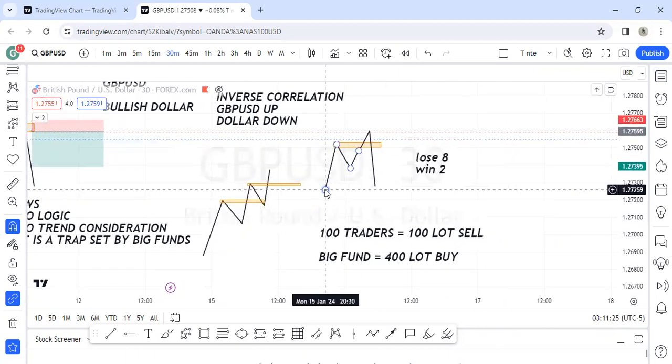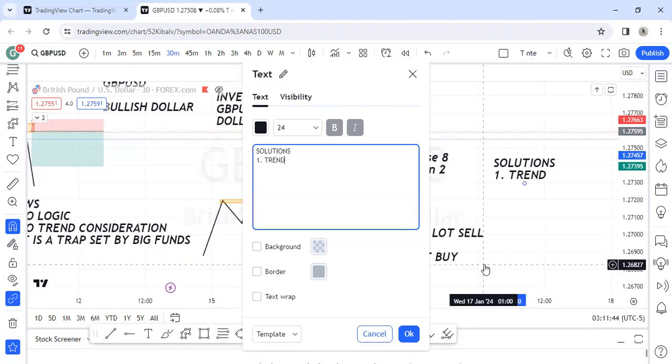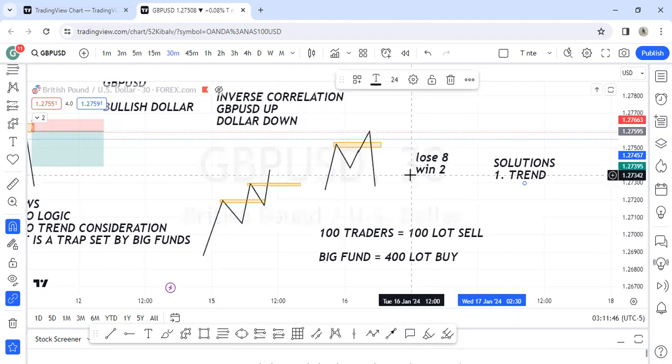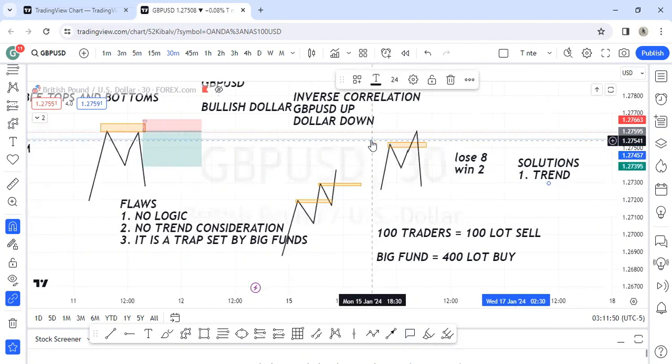Now, what are the solutions to this? How can you solve this problem? The solutions to this I'll be giving. If you're a double top trader or a pattern trader that uses double tops, this is a solution I'm going to give to you. Number one solution is to always consider the trend, right? Consider the trend of the market. So if the market is bullish, don't try to sell double tops in a bullish market.